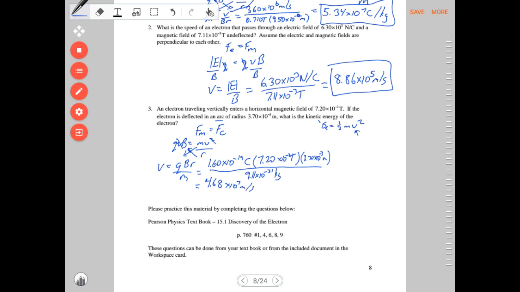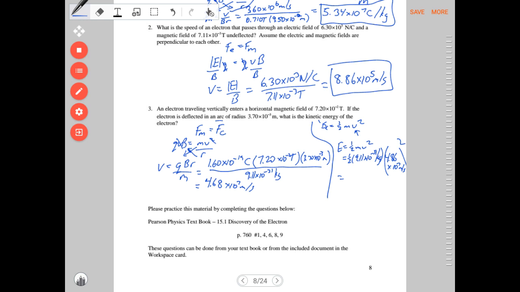So once we have that speed, now we can go back up to the EK. EK is 1/2 mv squared. So that's going to be 1/2, 9.11 times 10 to the negative 31 kilograms, times 4.68 times 10 to the 7th meters per second. Sorry, kind of running out of room there. Squared. Don't forget to square that velocity. Sorry, guys. Hopefully you have more space.